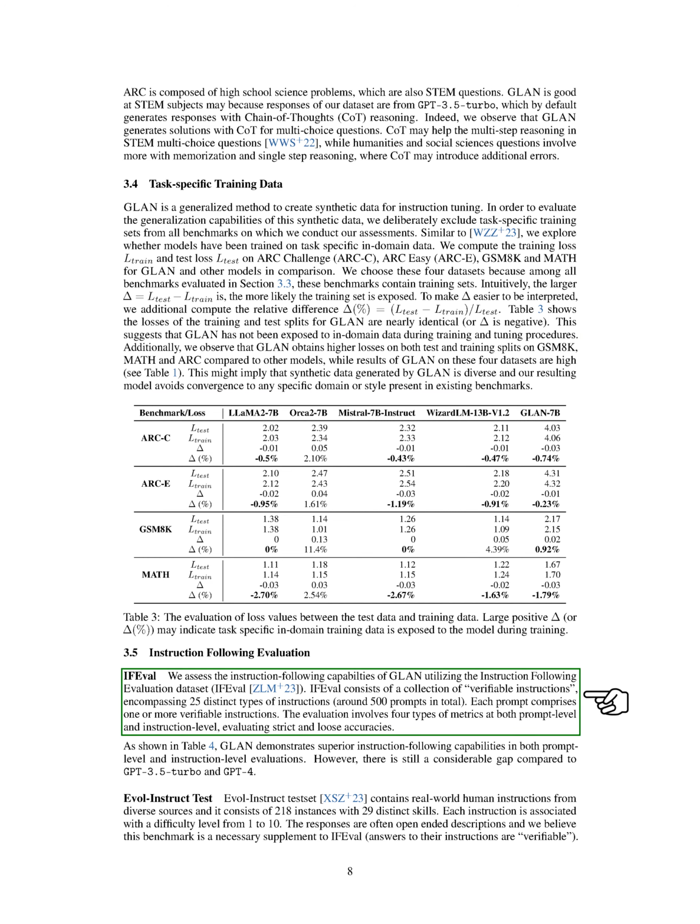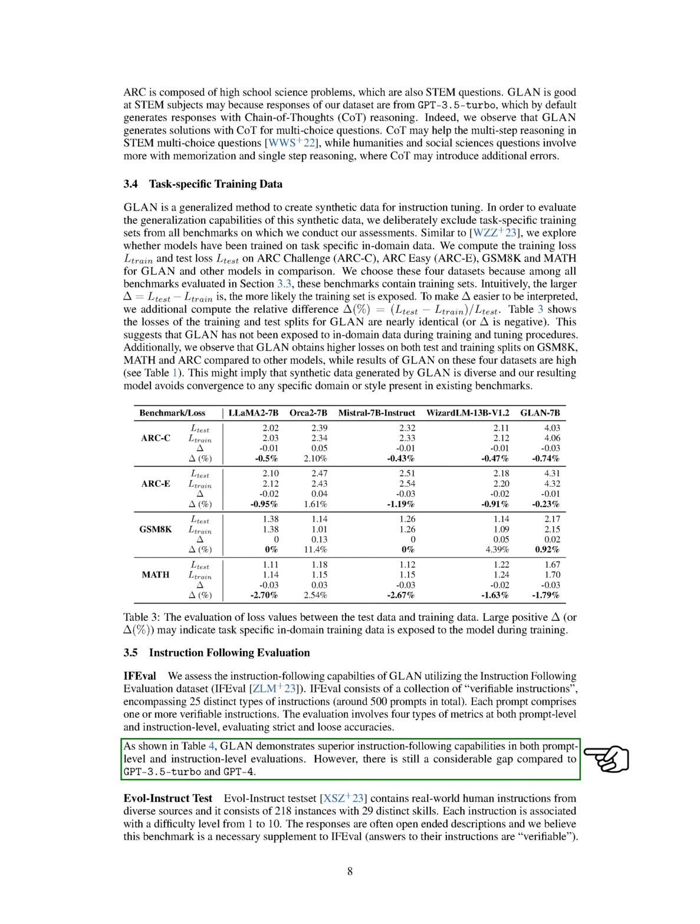Regarding the instruction following evaluation, IF-eval, we assessed GLAN's ability to follow instructions using the IF-eval dataset, which consists of a collection of verifiable instructions across 25 distinct types of instructions, totaling around 500 prompts. Each prompt includes one or more verifiable instructions. The evaluation uses 4 types of metrics at both the prompt level and instruction level, assessing both strict and loose accuracies. Our findings show that GLAN demonstrates superior instruction following capabilities in both prompt level and instruction level evaluations, although there is still a significant gap when compared to GPT-3.5 Turbo and GPT-4.